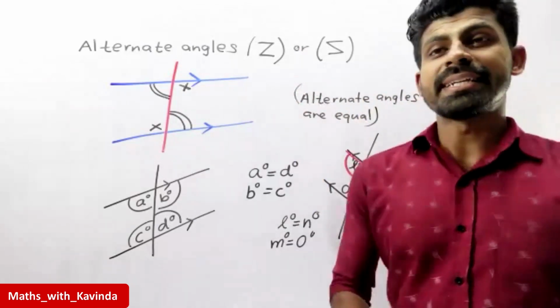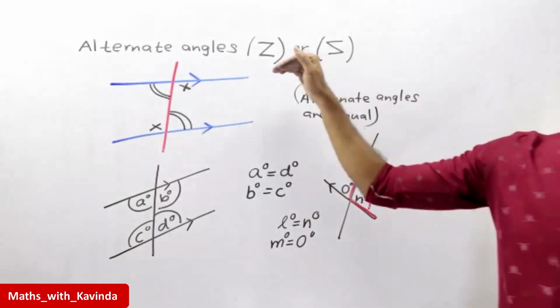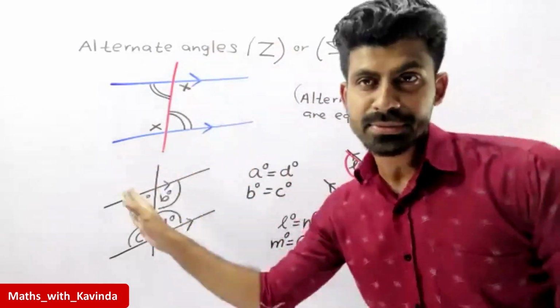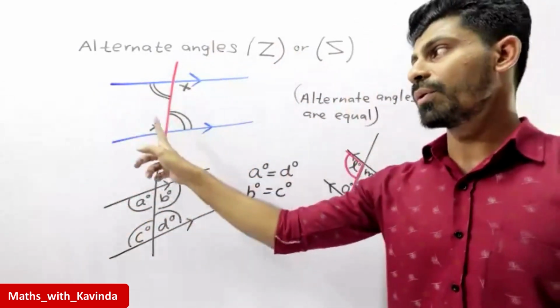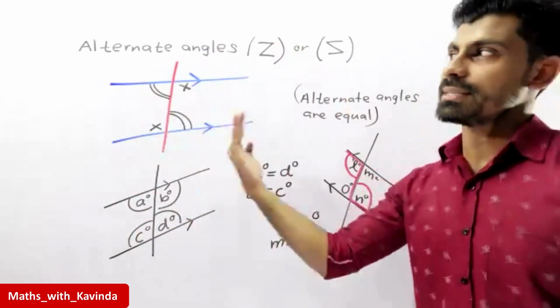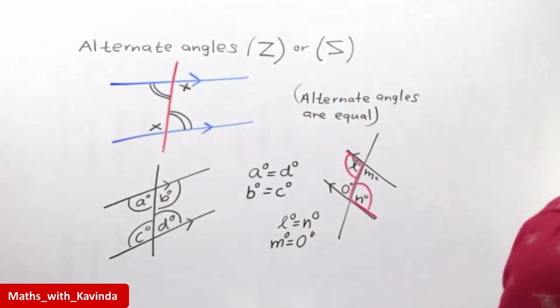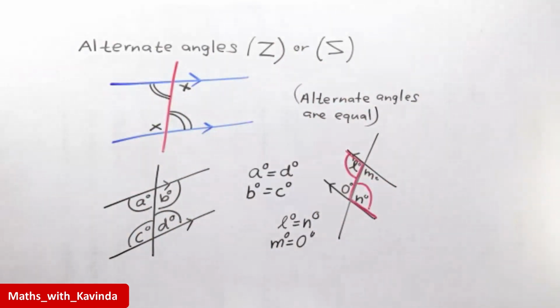So what is the theorem? Alternate angles are equal. When you're meeting the parallel line with the transversal line, alternate angles are equal. Just quickly note it down. Alternate angles are equal.